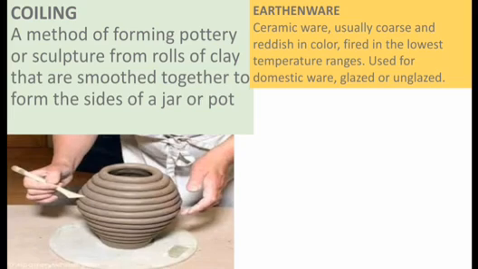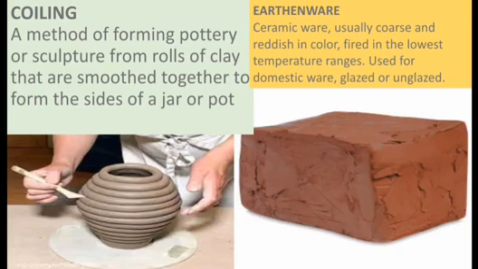Then the next word there we have is earthenware. Earthenware, ceramics ware usually coarse and reddish in color, fired in the lowest temperature ranges, used for domestic wear, glazed or underglazed. Yes, that is a good example. The next picture there is a good example of earthenware. Most times it is reddish or brownish. It is a type of clay that is commonly found around our vicinity here. That's a good picture of earthenware clay.